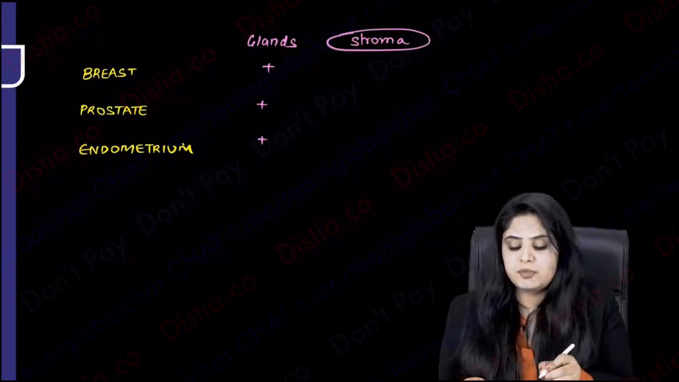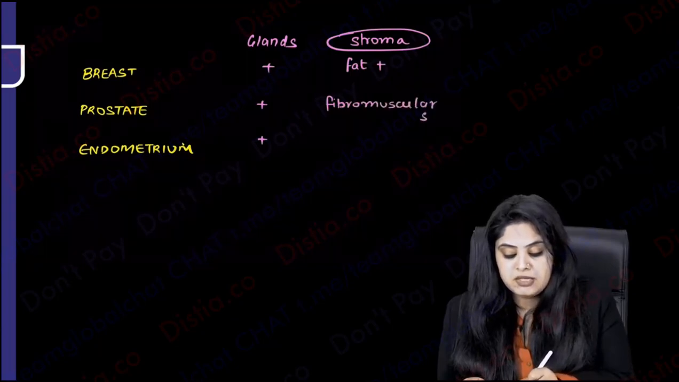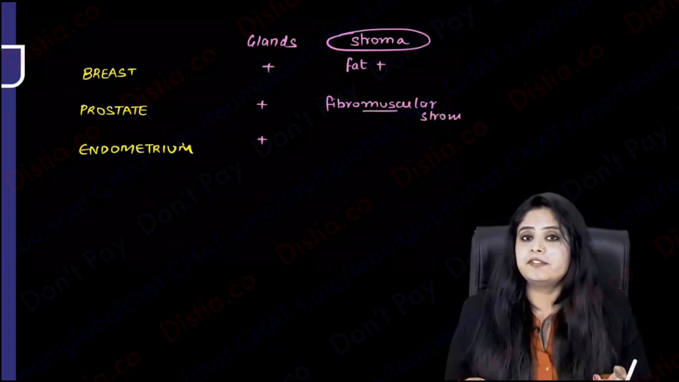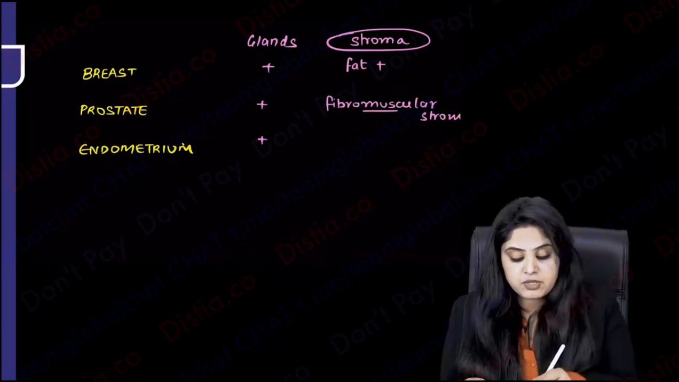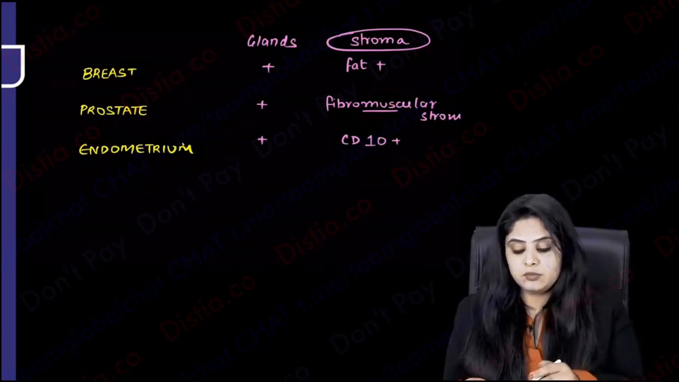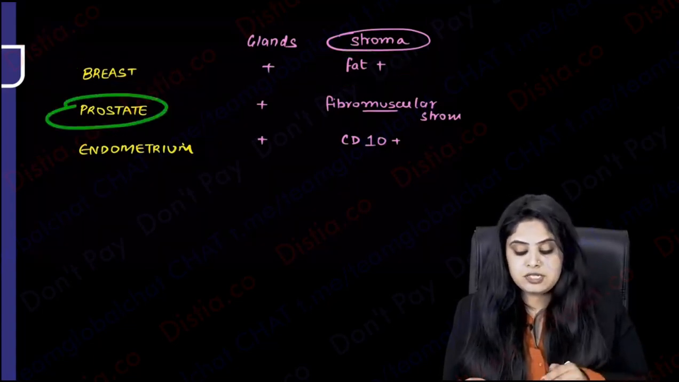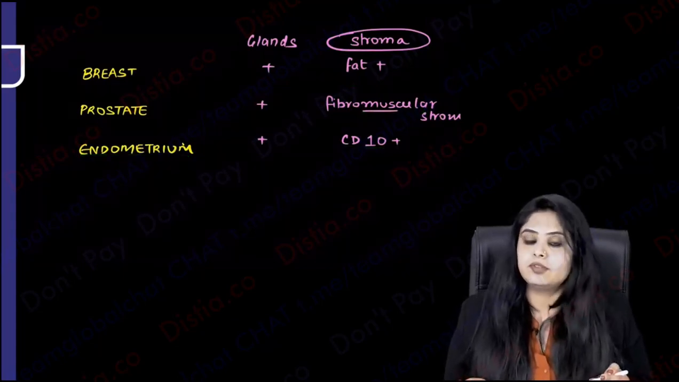What do you think the stroma of the breast has? Breast has a lot of fat, so it's going to have adipose tissue. Prostate has a muscular stroma, we call it a fibromuscular stroma. Prostate has to put out a lot of secretions, so it needs muscle. And endometrium has a regular stroma, but there's a very important marker for that stroma that I have taught you, and that is CD10 positivity. So please remember, the breast has fibrofatty stroma, prostate has fibromuscular stroma, and endometrium is going to be CD10 positive.